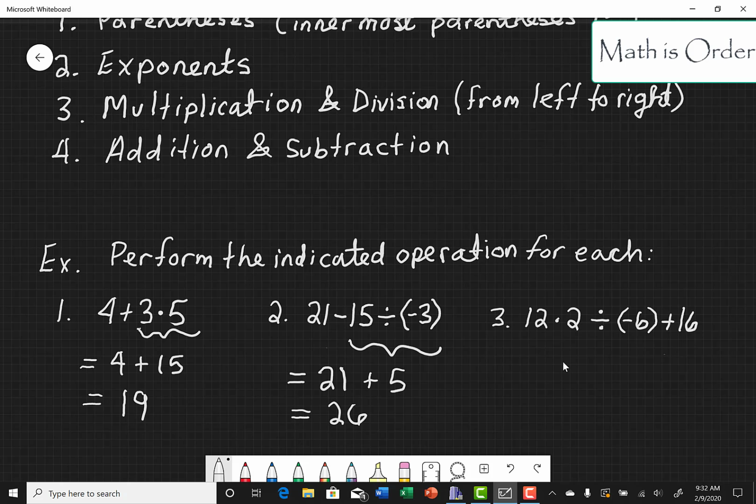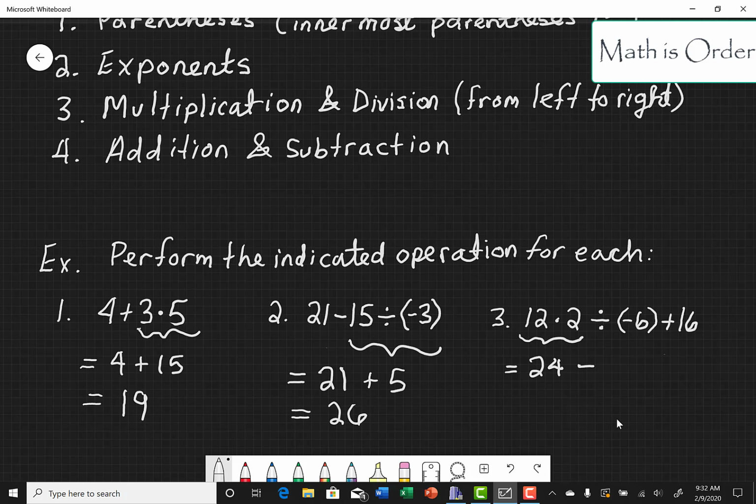In number 3, again, there is just one number inside parentheses, so there's nothing to do in parentheses. So we move to our next order, which is exponents. There are no exponents. And then we move to multiplication and division. There are both multiplication and division. So which do we do first? We have to proceed in order from left to right. Being that 12 times 2 is furthest to the left, that's what we should do first. 12 times 2 is 24.